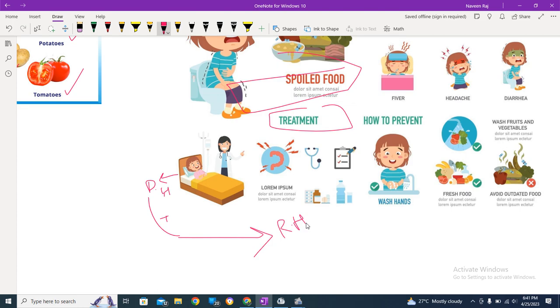How to prevent it? Of course, as I said, cleanliness is very important. To prevent it, wash your hands and fresh food, and wash fruit and vegetables. Avoid contaminated or outdated food.